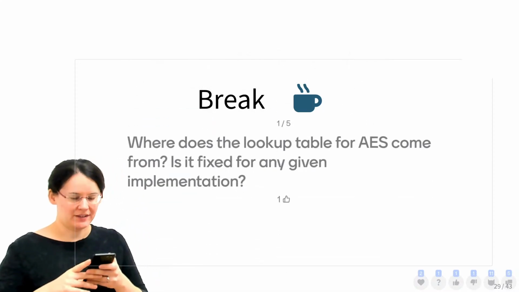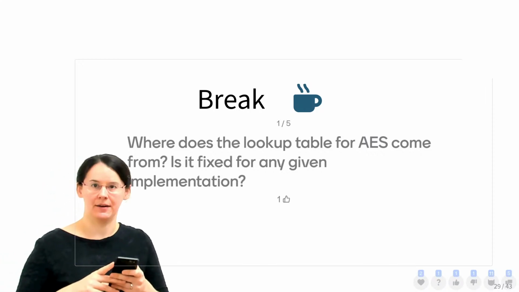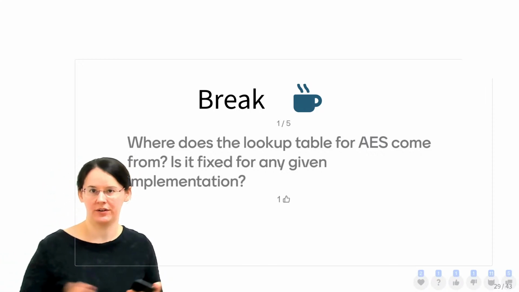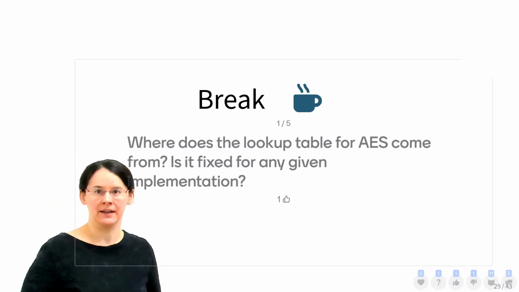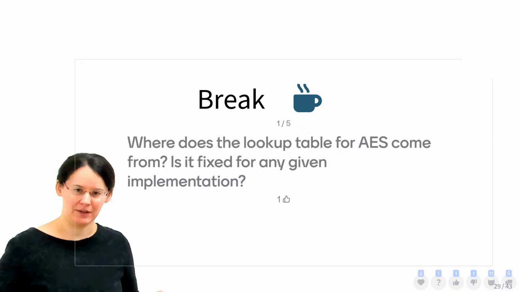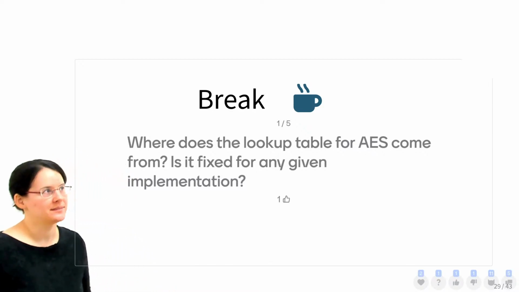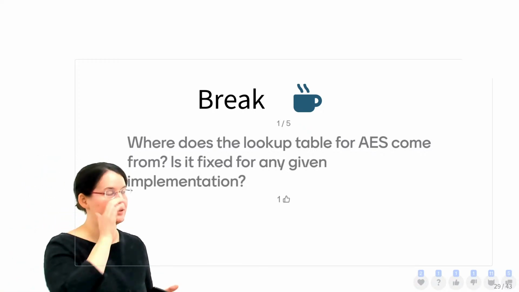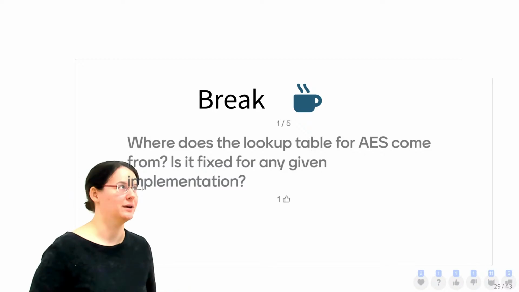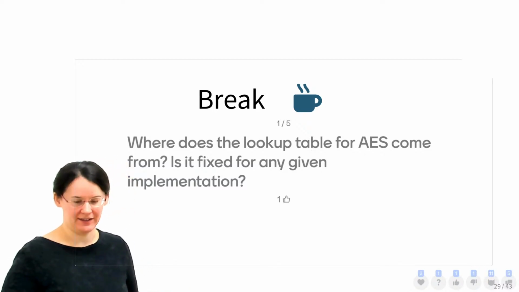Then, where does the lookup table for AES come from? Is it fixed for any given implementation? Yes, it's fixed. So there's one known, one fixed table that's always used. The same in each byte, the same in each evaluation of the cipher. And it's defined in a mathematically relatively elegant way. It's also linked to these fields that I mentioned.